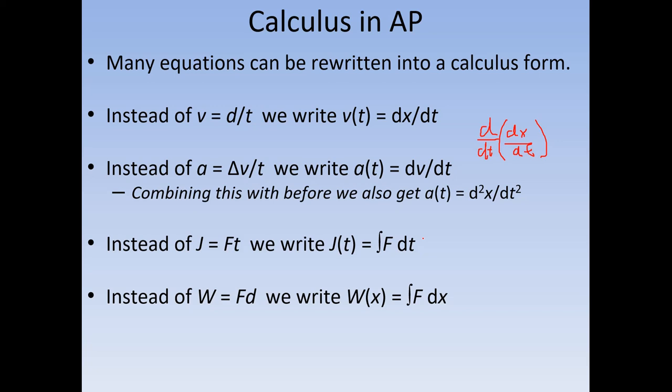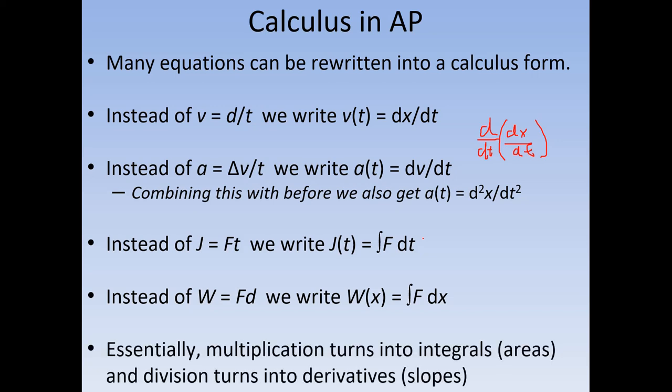I think at this point we haven't really talked about impulse or work, so this might not make too much sense right now, but what I'm trying to get at is the idea that a lot of the equations that we have, if they include multiplication, that pretty much means that we can turn that into an integral, which is, again, a fancy area. If it's division, we could turn that into a derivative, fancy slope.